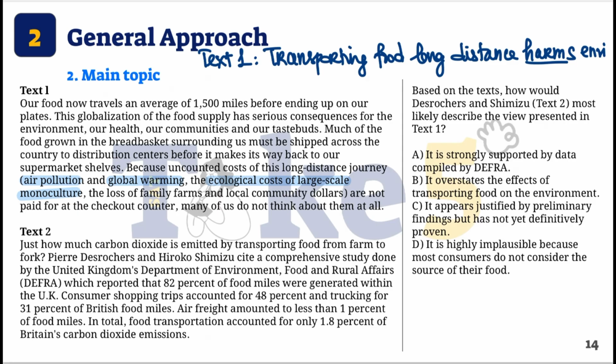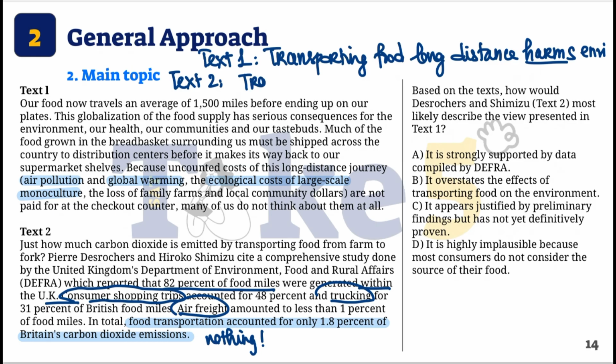The author technically lists a lot of numbers, breaking down the components making up food miles, or the means by which food is transported, like consumer shopping trips, trucking, and air freight. But the main point can be extracted from the last sentence, saying that food transportation in total, of all means, accounts for only 1.8% of carbon dioxide emission, technically nothing. So the main argument of text 2 is simply that transporting food long distance does not really harm the environment.